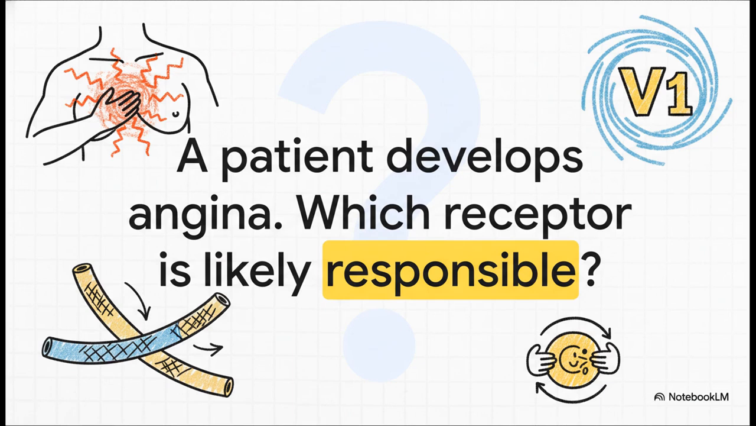So a quick question for you. A patient is on vasopressin and they suddenly develop chest pain, angina. Which receptor is responsible for this? Think back to our funda. What causes angina? Constriction of the coronary vessels. And which receptor is our vessel squeezer? Of course, it has to be the V1 receptor. See? It's simple, as long as you remember the basics.